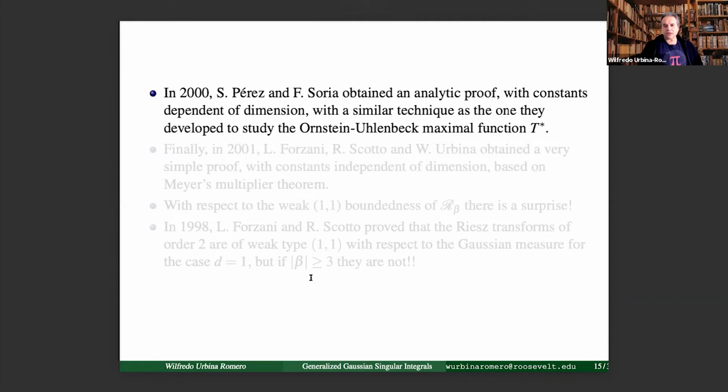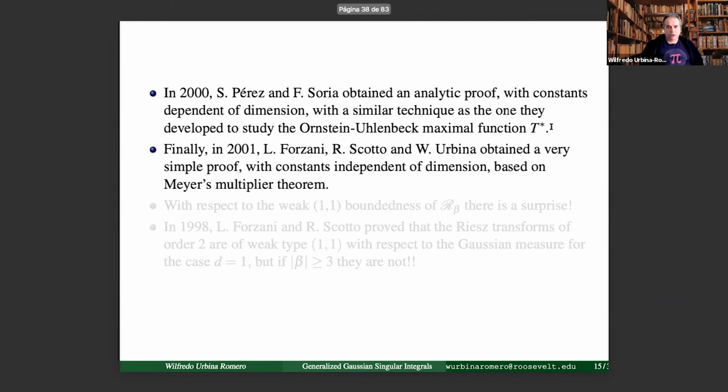Perez and Soria gave another analytic proof, depending on dimension, based on similar techniques to the ones that were developed for the Ornstein-Uhlenbeck maximal function. Finally, we got a very short proof, right? It's like a page and a half, by Liliana Forzani, Roberto Scotto, and myself, with constant independent of dimension, based on Meyer's multiplier theory.